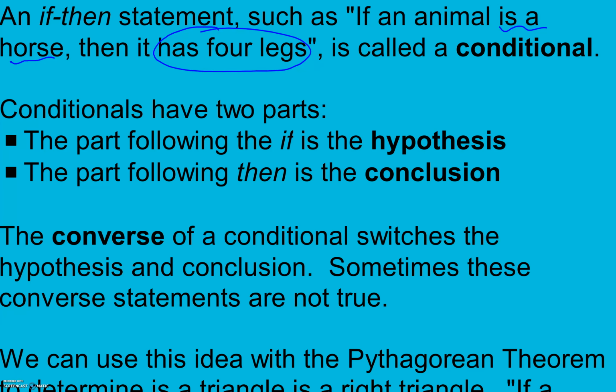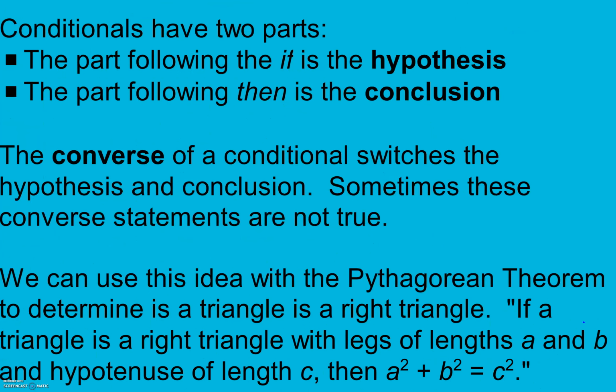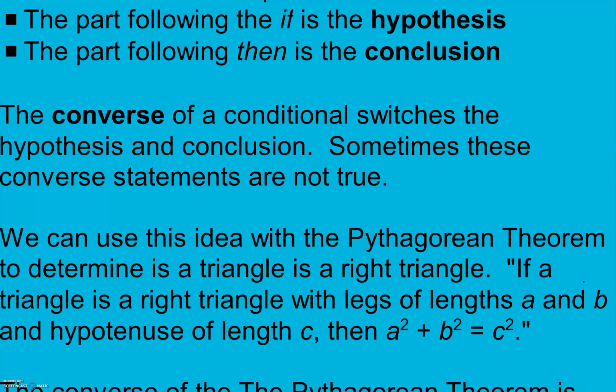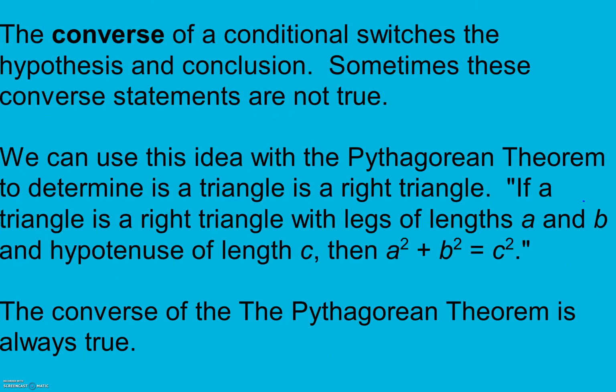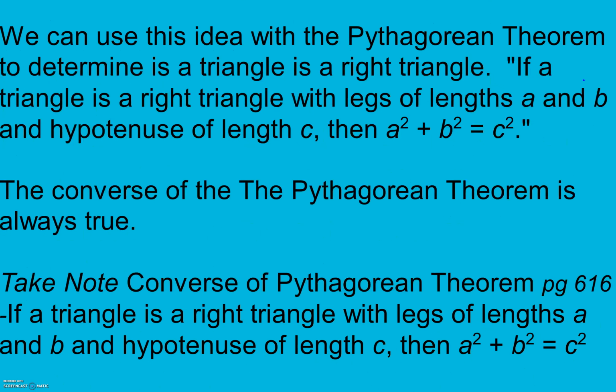When we use this idea with the Pythagorean theorem, we can help determine if a triangle is a right triangle. So if a triangle is a right triangle with legs a, b, and hypotenuse c, then a squared plus b squared equals c squared. And our converse is always true. So if a squared plus b squared equals c squared, then we have a right triangle with legs a, b, and hypotenuse c.